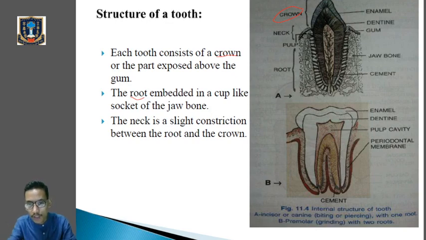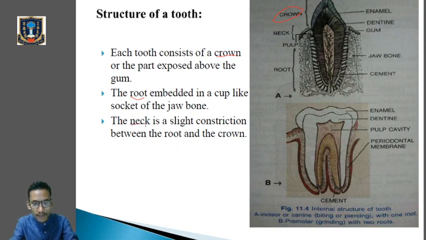Can you see over here? This is mainly the single process, and here you are finding the two fangs or the two processes. So the root will have either a single process or two processes or fangs, like in a premolar or a molar. Then the next part is the neck.